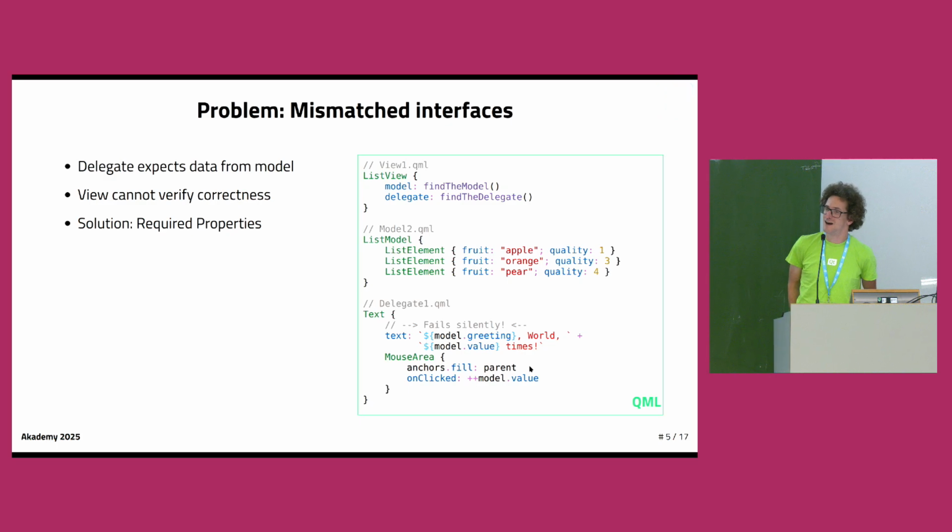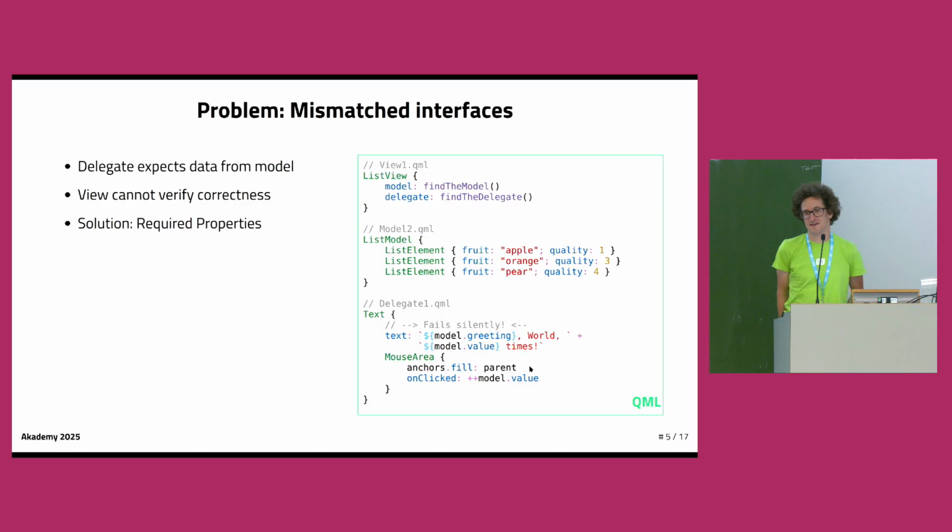Which is, you need to use the same names for all your models and delegates. Otherwise, back in the days, this would just fail. I mean, it still only fails if you do that. It displays some emoji-like garbage instead of the text that you expect, and it doesn't really update anything if you click the MouseArea. That's too bad, because you use the model that has fruit and quality instead of greeting and value.